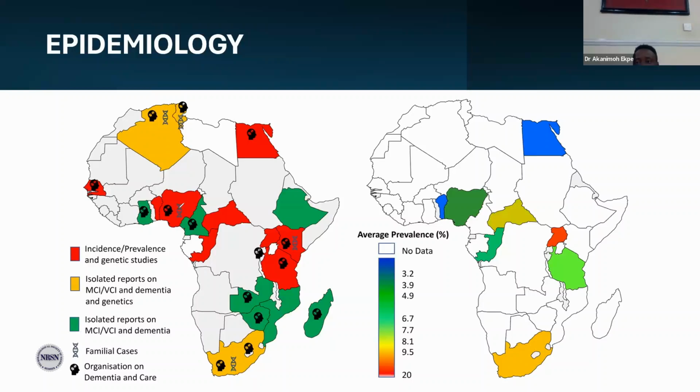Okay. So the host country, Nigeria, has incidence and genetic studies being carried out, as well as familial cases and an organization on Dementia and Care. This map here just shows the statistical prevalence of dementia, and it's just telling us that dementia is within 5% as earlier studied by Adeloye in 2019.